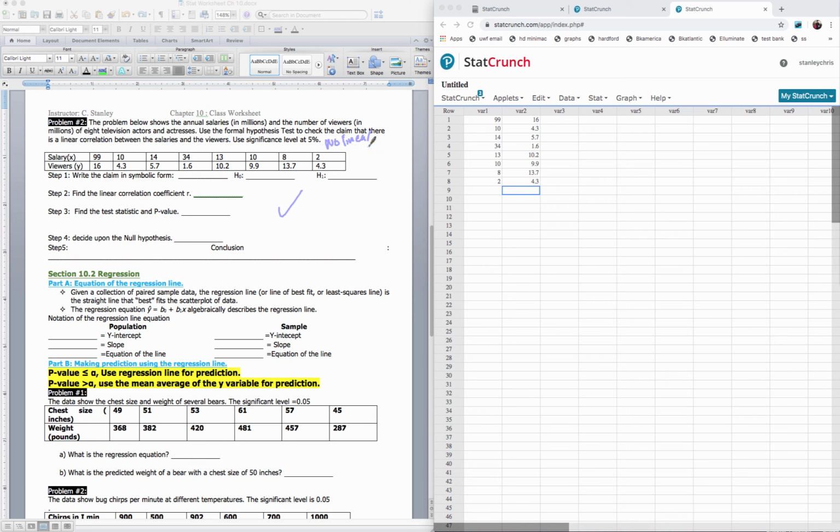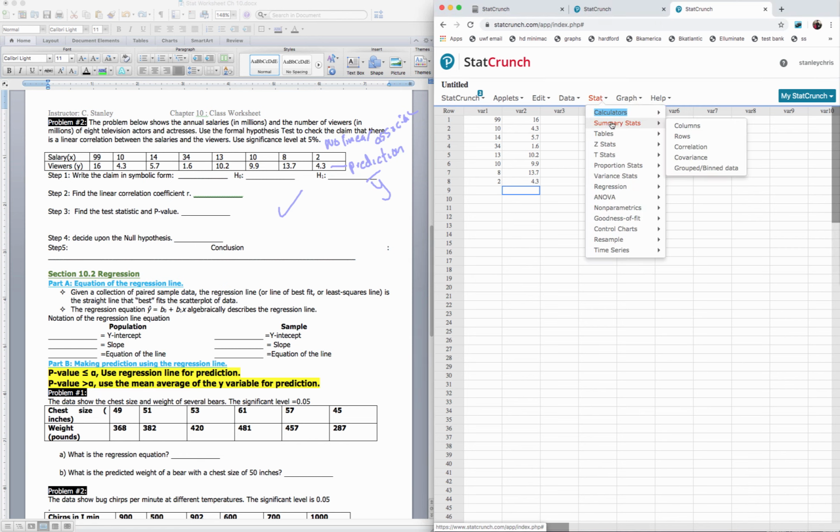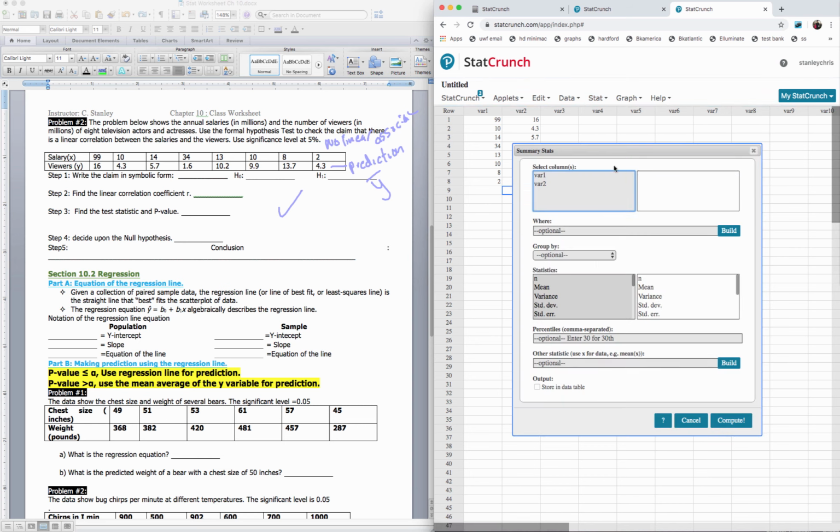So in this case, we didn't find evidence of a linear association. Since there was no association, any prediction is going to be the average of those y's. And the way you get averages is you just go Stat, then Summary Stats, Columns. That's how we got averages before. Select the y's and then Mean.